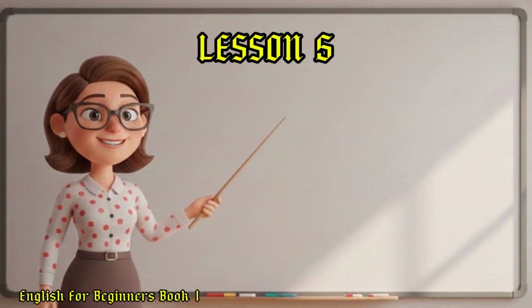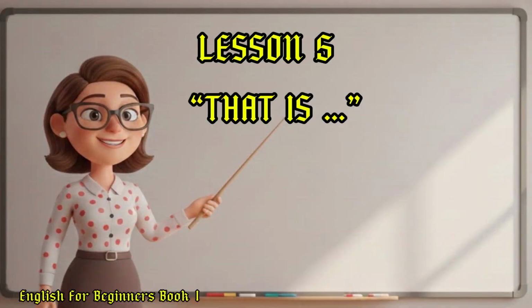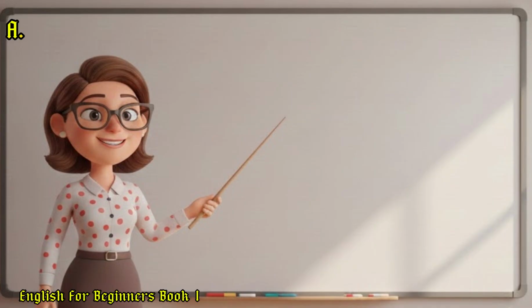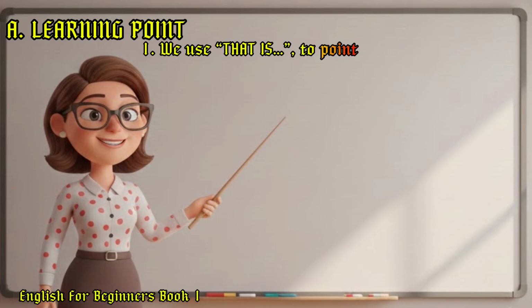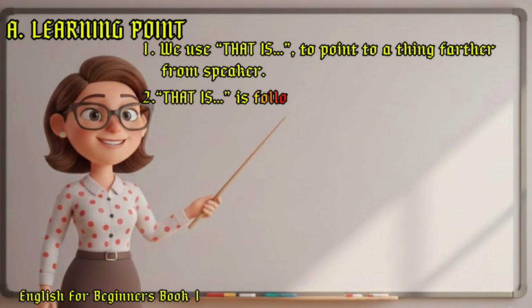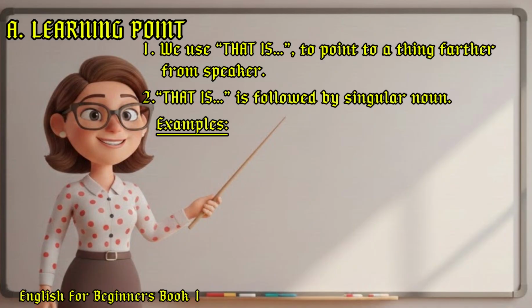Lesson 5. That is. A learning point. 1. We use "that is" to point to a thing farther from the speaker. 2. "That is" is followed by a singular noun. Examples.